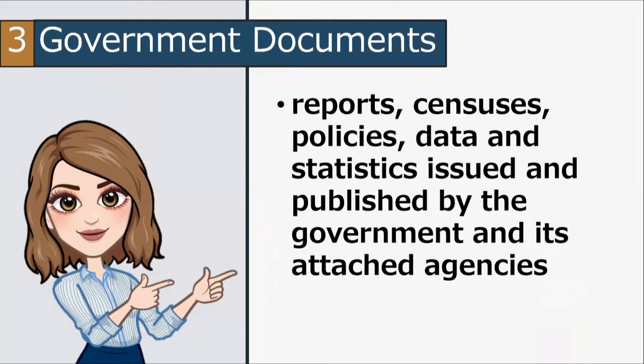Next are government documents. These are reports, censuses, policies, data, and statistics issued and published by the government and its attached agencies. These are government-owned materials or sources kept and published by the different agencies or departments. Let us take, for example, the Department of Education, which has its own reports, censuses, policies, data, and statistics. The Department of Health has its own data, and the Department of Tourism also has its own data. So meaning to say, there are different government documents.